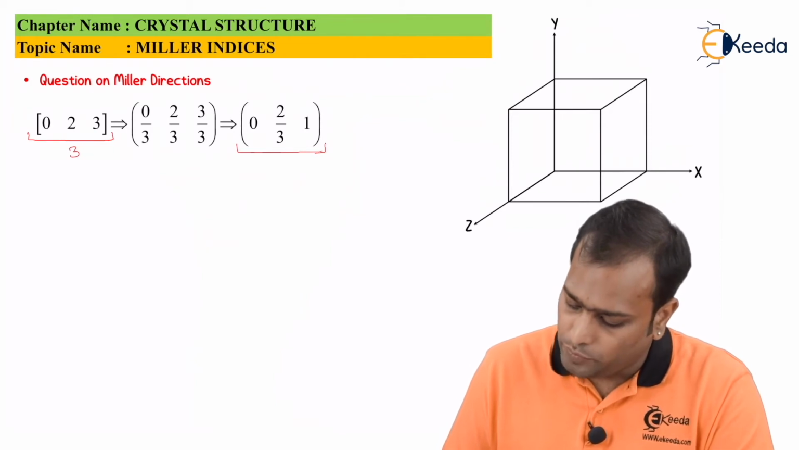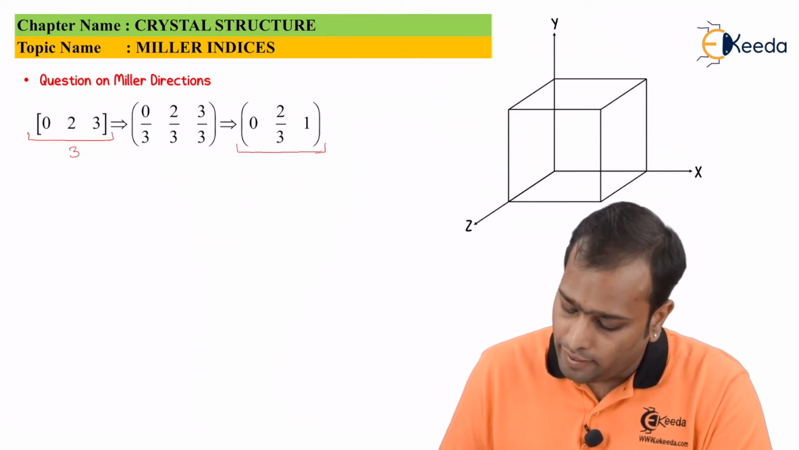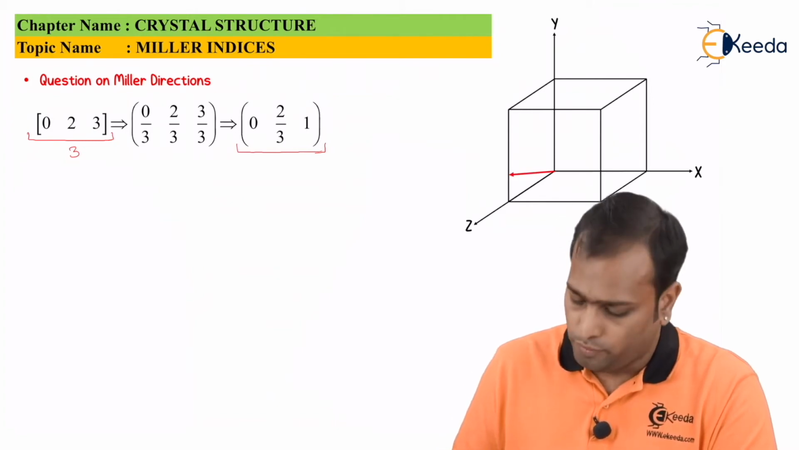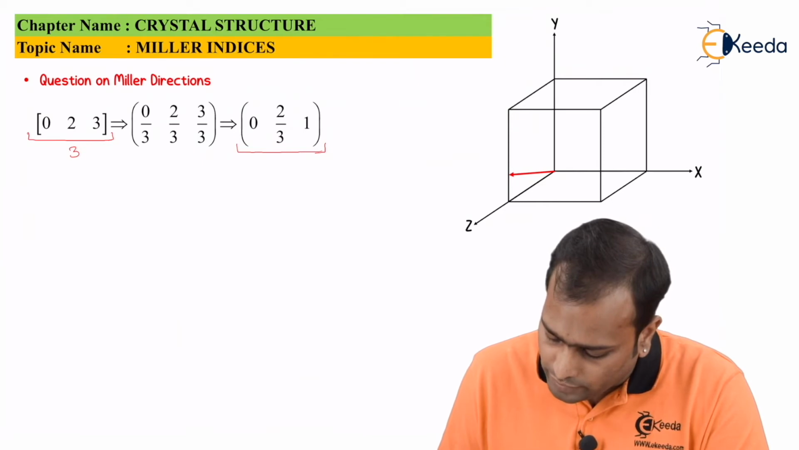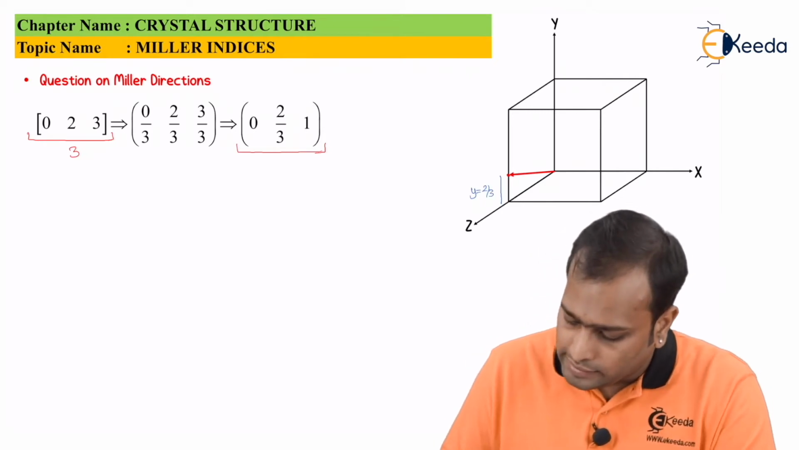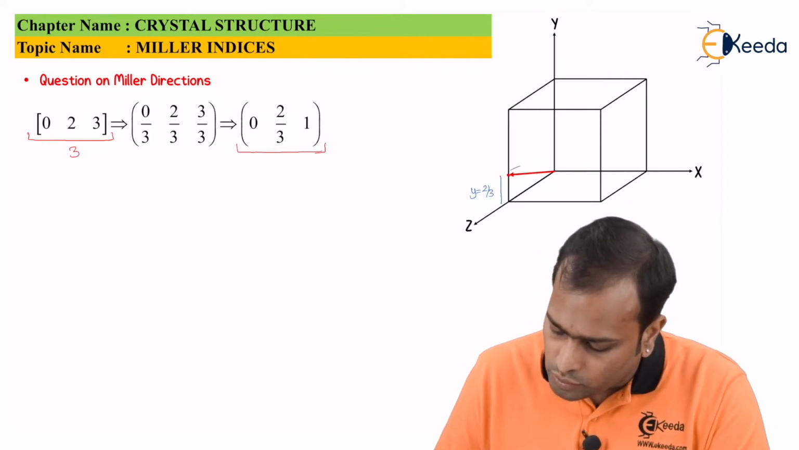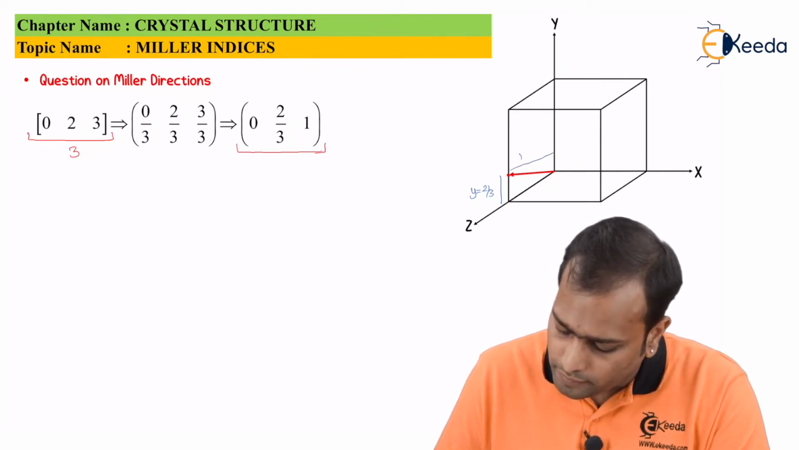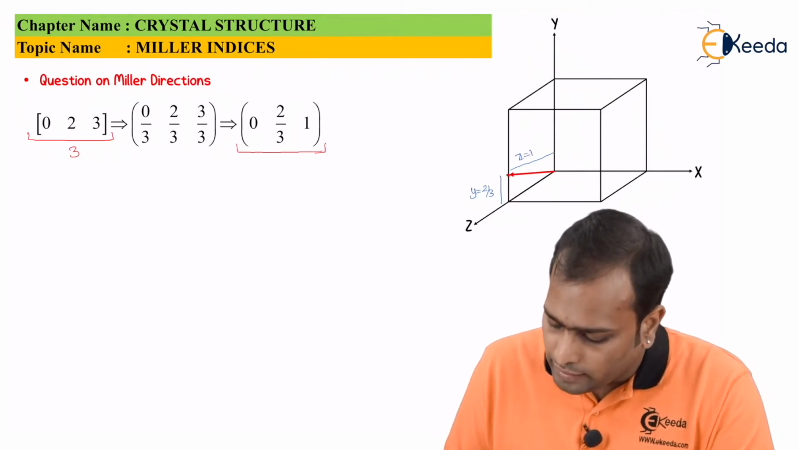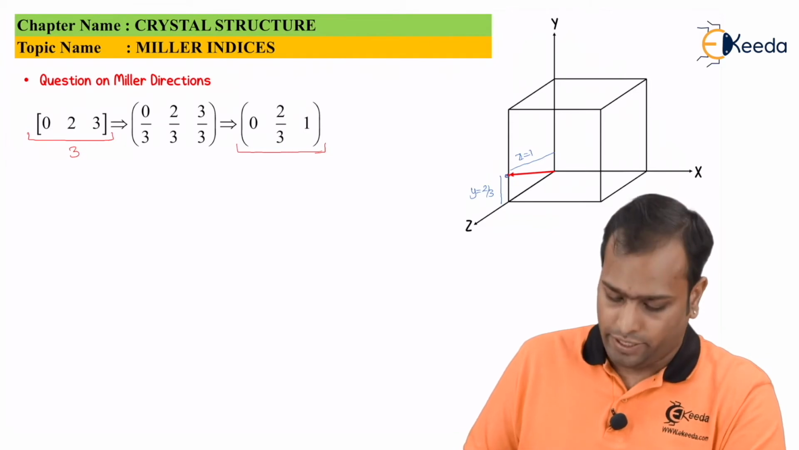So x we have 0, y we have 2 by 3 and z we have 1. So here is how the vector would go. On this point, if you can see, x is 0, y is 2 by 3 approximately, and z, you can see z is 1 unit. So this is the point and this is the Miller direction.